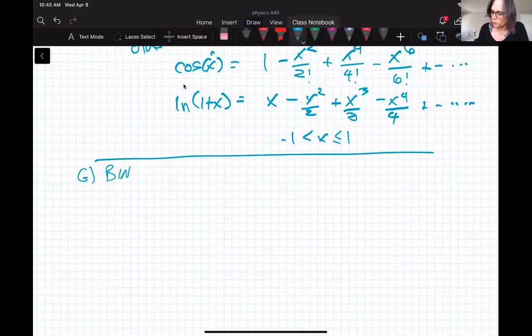Next we have the binomial expansion. And where does the binomial expansion come from? How do we get the binomial expansion?